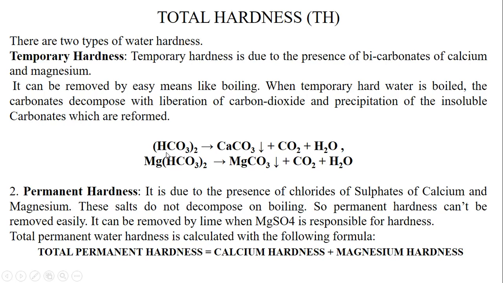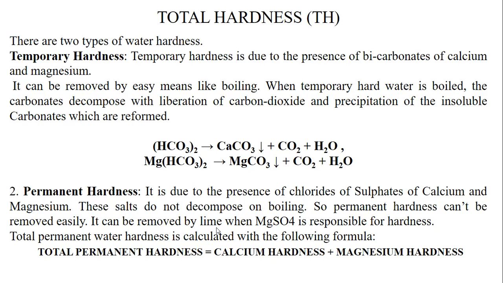Whenever you take hard water or water from hard rock terrain and boil it, you can see a white powdery precipitation in the water after the boiling. That is nothing but the insoluble carbonate which has been precipitated. Permanent hardness, as we already discussed, is due to the presence of chlorides and sulfates of calcium as well as magnesium. These salts do not decompose on boiling. So permanent hardness cannot be removed easily. It can be removed by special processes like lime treatment, when MgSO4 is responsible for the hardness.